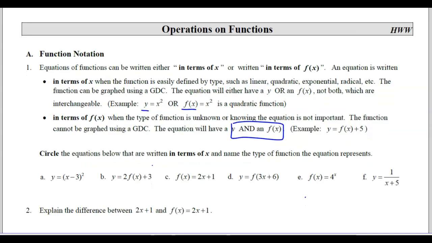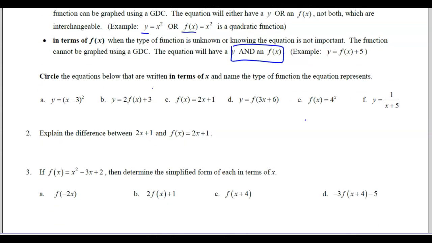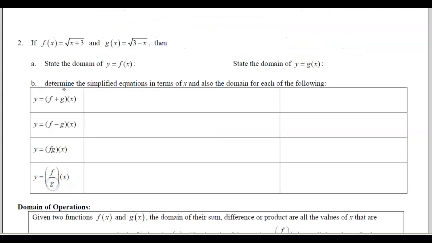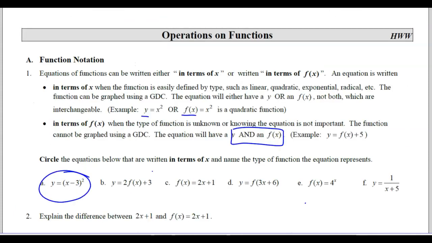Okay? So first thing is just detective work here. Circle the equations below that are written in terms of x and name the type of function. So if you can name the function, then it's in terms of x. So taking a look at the first one, y equals x minus 3 squared. Hands up. What kind of function is that? Quadratic. So we know what it is. That means it's in terms of x. So we're going to circle that. Okay. And it's quadratic.